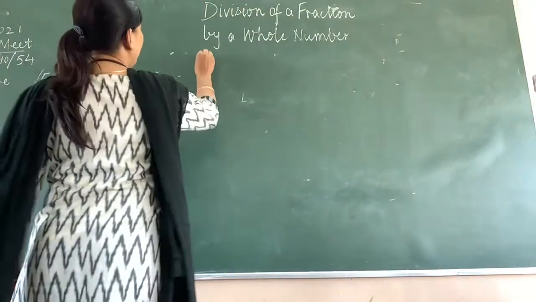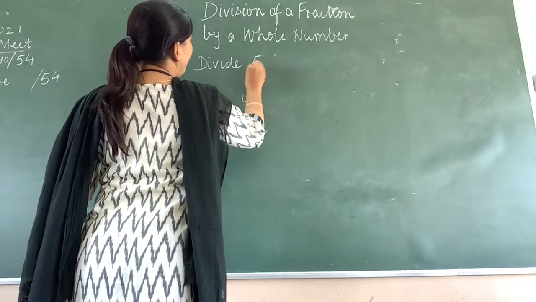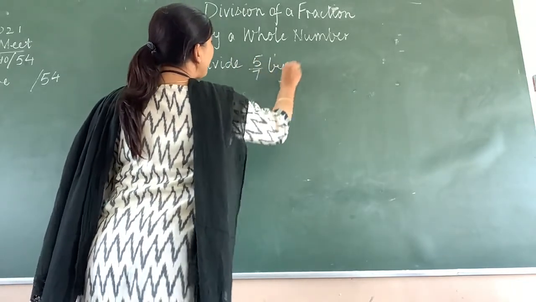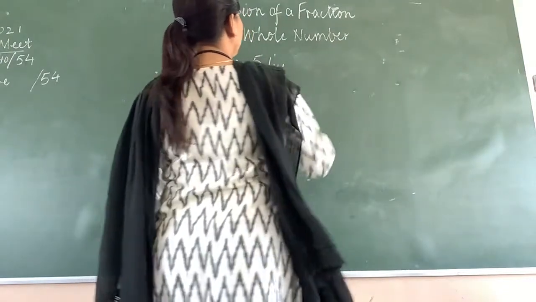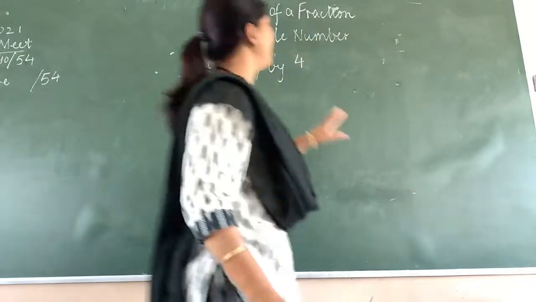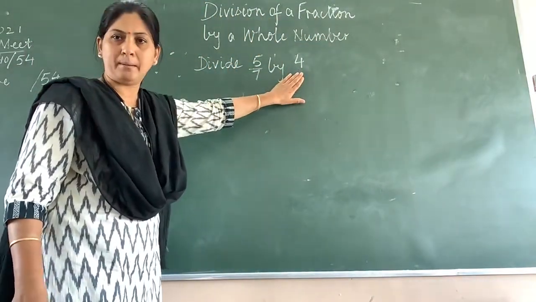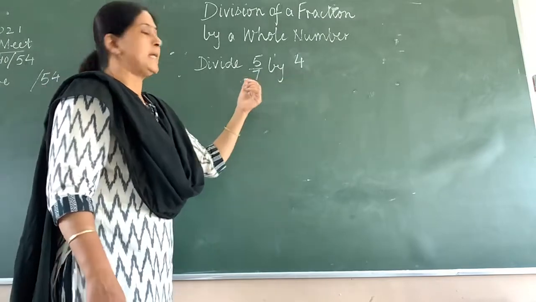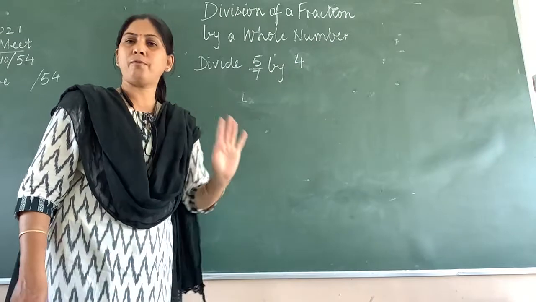We have to divide 5 over 7 by 4. Sorry, 4, not 9. So what will we do, children, whenever we have to divide a fraction by a whole number? In the first step, we will change this whole number into a fraction.